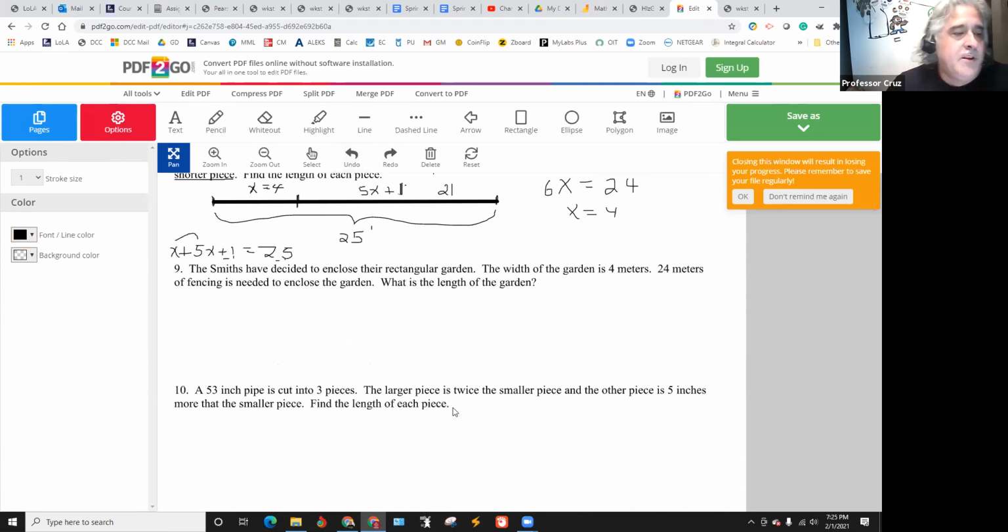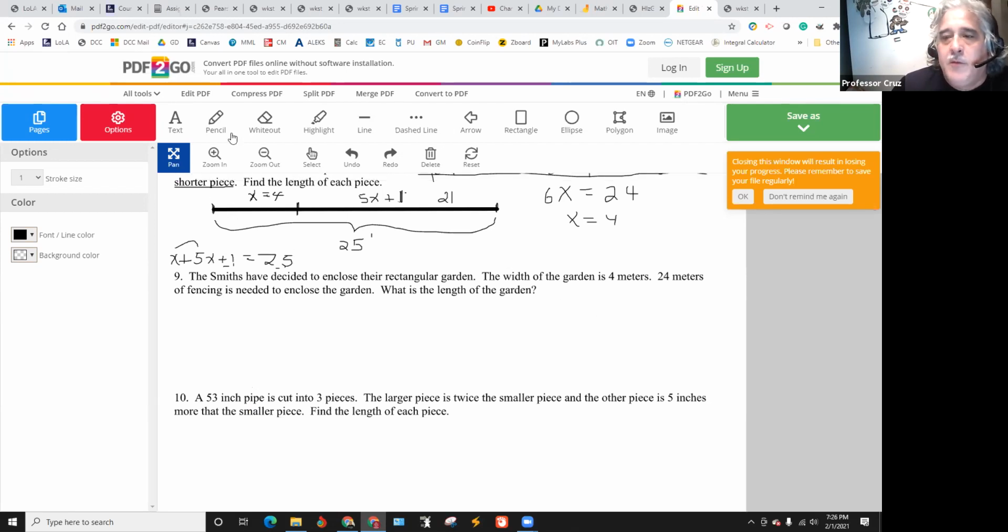Right, now it helps to know some formulas for basic geometry. Like, for example, a garden. We've got a garden here, and it just tells us that the width of the garden is 4 meters. 24 meters of fencing is needed to enclose the garden. Well, hopefully you might be familiar with this formula.